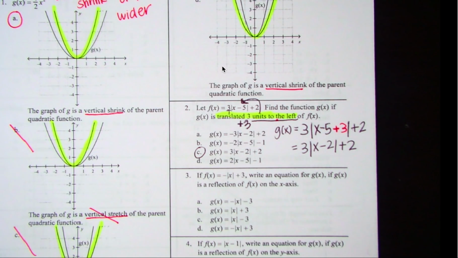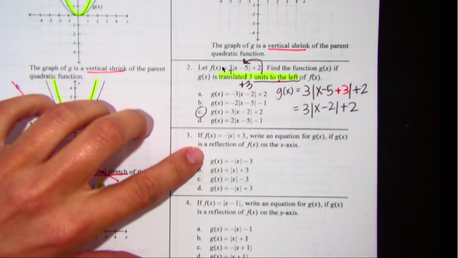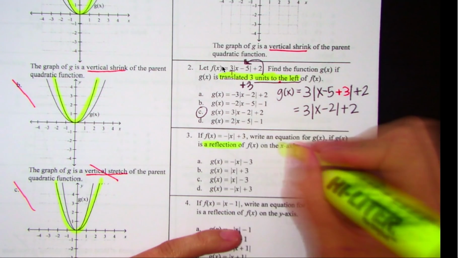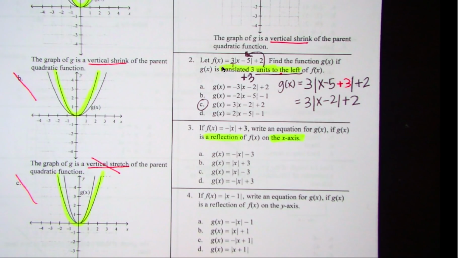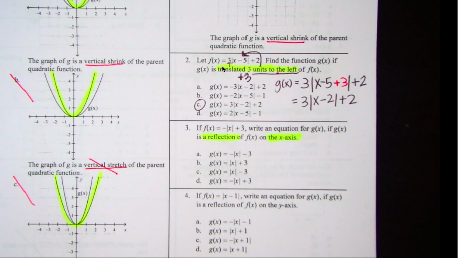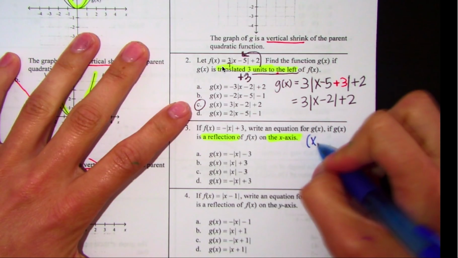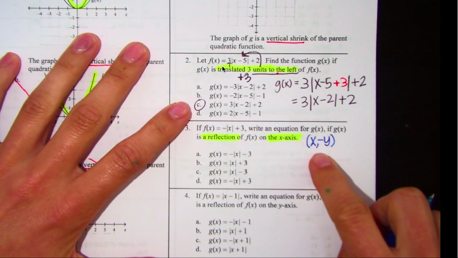Number 3, we are again taking this function f of x, and we're going to write an equation for g of x, where g of x is a reflection on the x-axis. So I will show you both ways again. I'm going to show you algebraically and also on the graph. When I reflect over the x-axis, it follows rules we know from geometry: your x values are going to stay the same and your y values are going to become opposite, or switch signs.